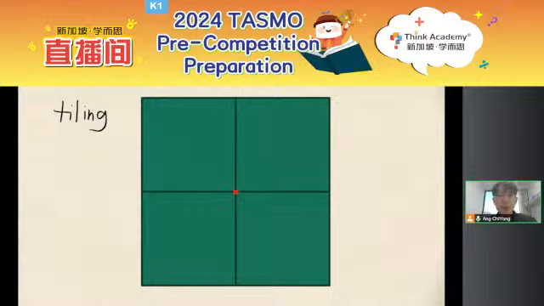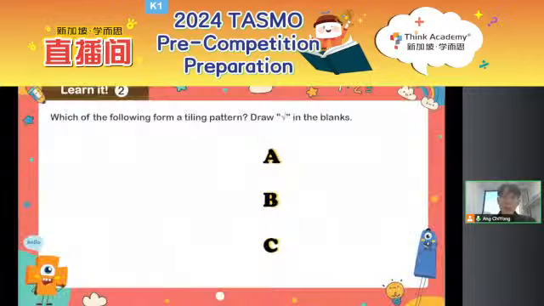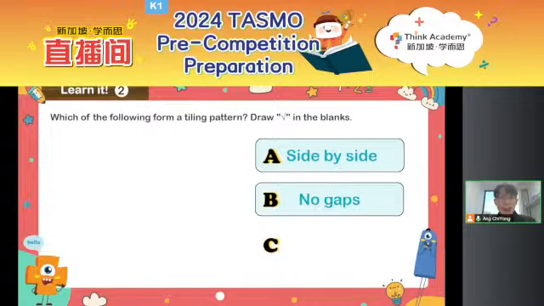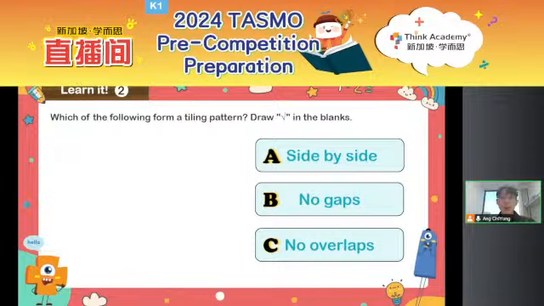And are there any overlaps here? If you overlap, then your floor will be uneven, right? You won't be comfortable to step on. So what are the tricks about tiling we learned? Firstly, we must put the same shapes side by side. Next, there cannot be any gaps between the shapes. And lastly, there can be no overlaps.